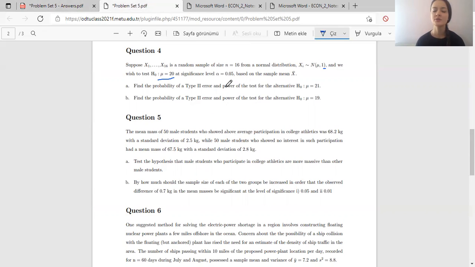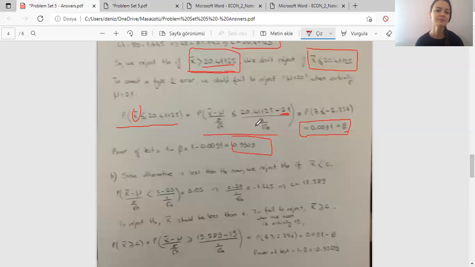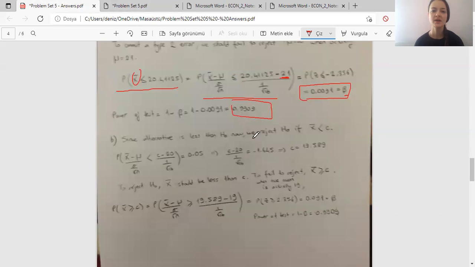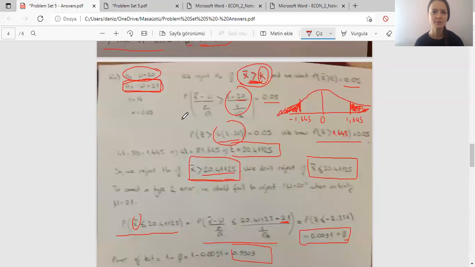Now we are going to do the same thing, but the alternative hypothesis is changing in part B, which is mu is 19 here. First, like in the previous example, we are writing x bar is less than c. Now we are writing less than c, okay? Because H0 was mu is 20 and H1 was 21 in the first part.